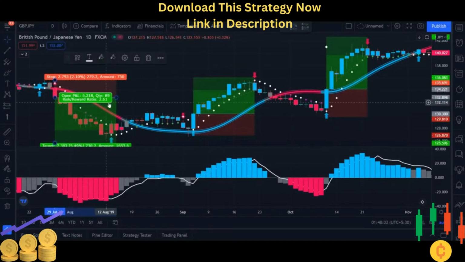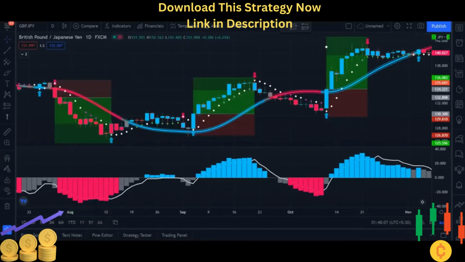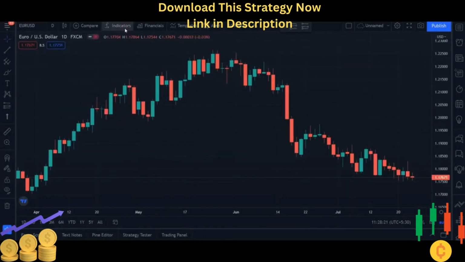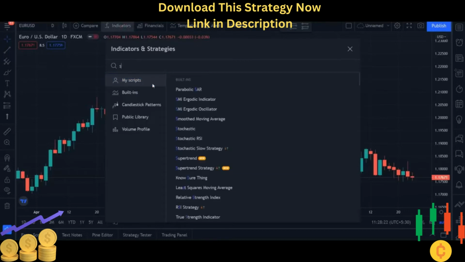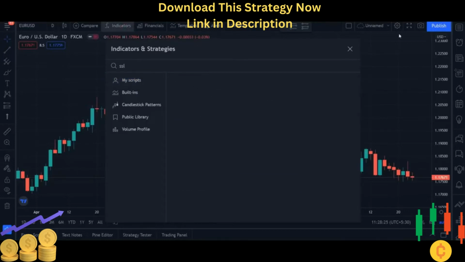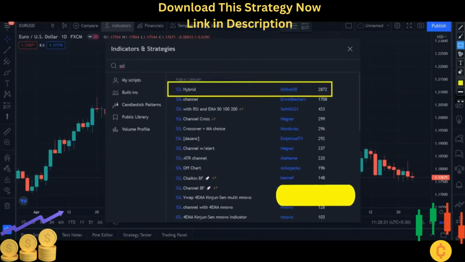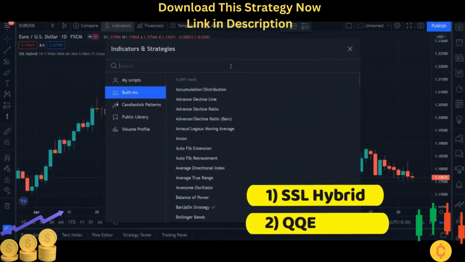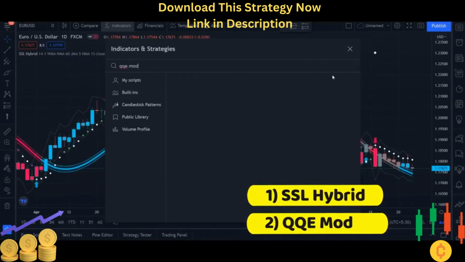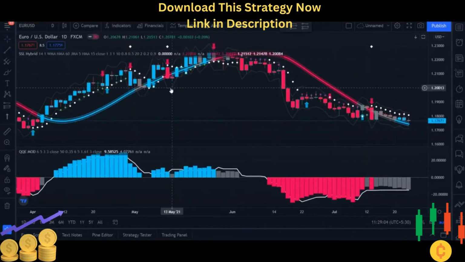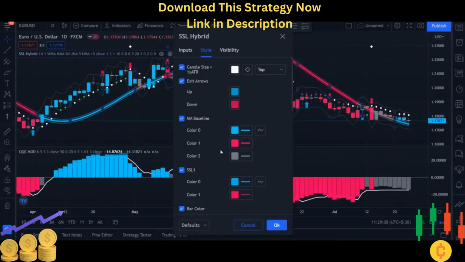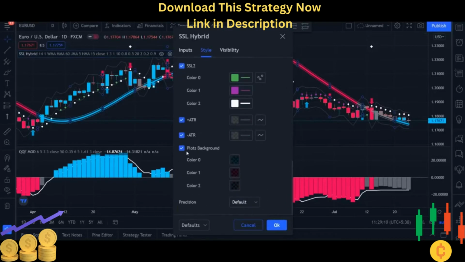So let's have a quick look at some more examples. After that, we will do the live test. Let me show you before doing the live test how to install this indicator in the Tradingview. First of all, you have to search for SSL hybrid indicator. After that, you have to search for the QQE mod indicator. Now test this indicator.